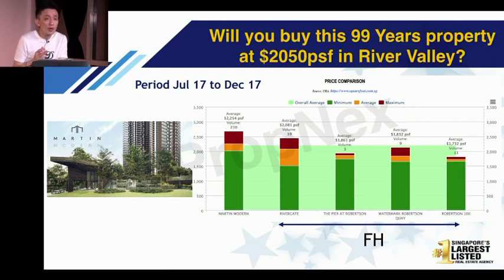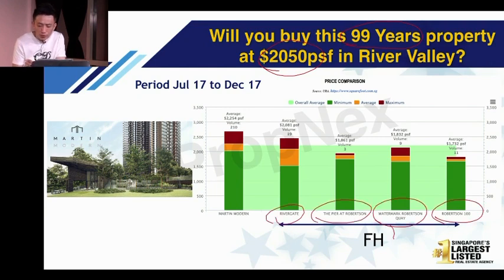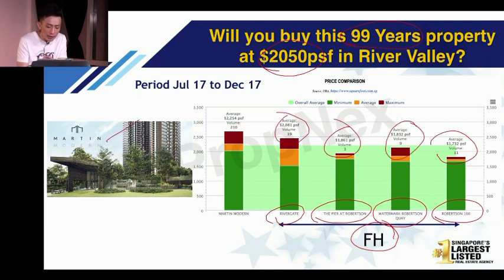I want to ask every one of you here, will you buy this 99 years leasehold property for $2,050 per square foot? And if you look at this property, Rivergate, the Pier at Robertson, Watermark or Robertson 100, all these are freehold. And they are selling at $1,700, $1,800, $2,000. But this one, Martin Modern, is a new launch. They bought at 2050 per square foot. How many of you will buy freehold or you buy 99? Can you type, buy which one, 99 or freehold?